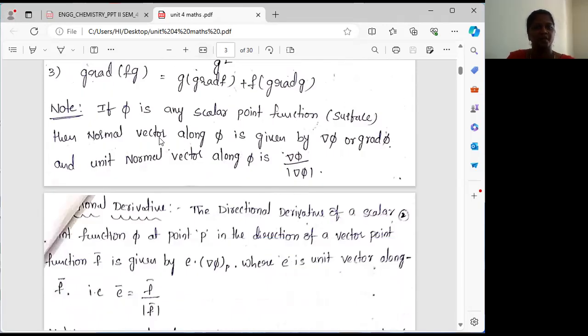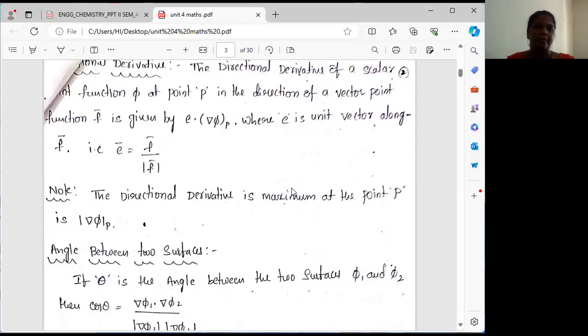Note this point: if phi is any scalar point function or surface, so phi is not a vector, then the normal vector along phi is given by del phi or grad phi. So the normal to phi is del phi or grad phi, and the unit normal vector along phi is del phi by mod del phi.